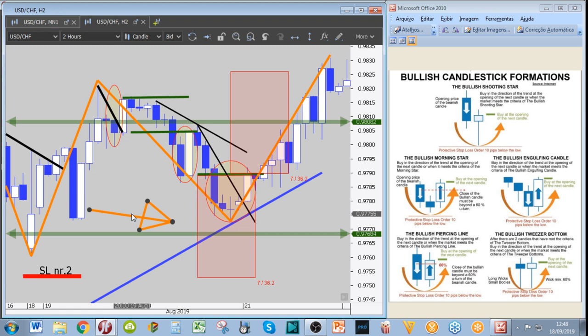What is the difference between engulfing candle and piercing line? The structure, Max, the structure is different. If you can read the picture, you have different structures with different rules. Yes, one risk, one reward, okay?